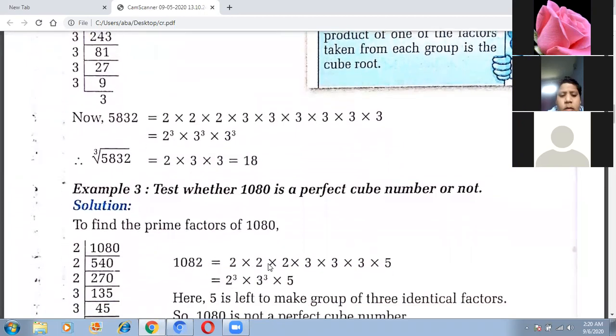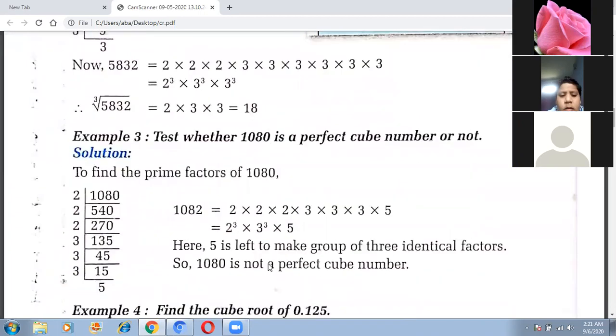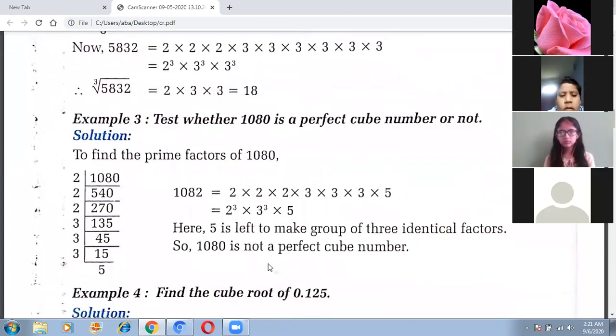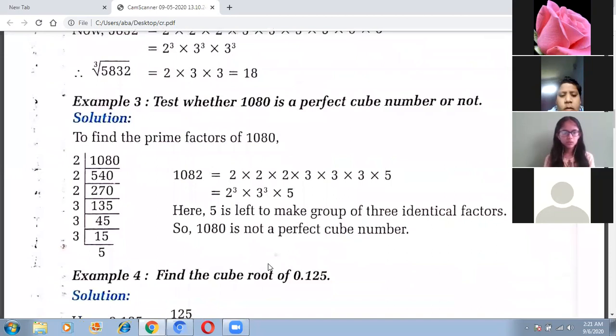Now example number 3 is which one? Test whether 1080 is a perfect cube number or not. How can you test whether 1080 is a perfect cube number or not? To find whether the given number is a perfect cube number or not, you also have to first find the prime factors of the given number.